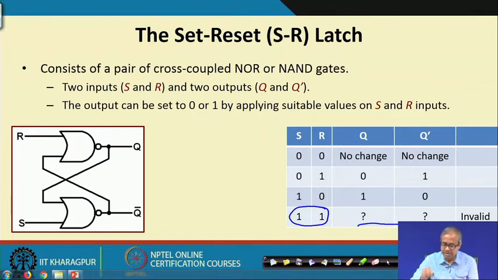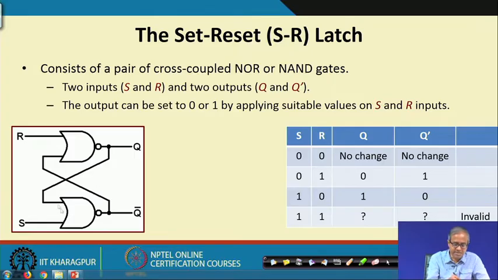You see, our basic purpose is fulfilled. We have been able to set the output to 0, we have been able to set the output to 1, or if we do not want to change, we also have an input using which we can keep it in the same state as it was. So, we have designed a very basic storage element which can store either a 0 or a 1, or it can also remember whatever it was. If I apply 0 0 in S and R, there will be no change in the outputs.